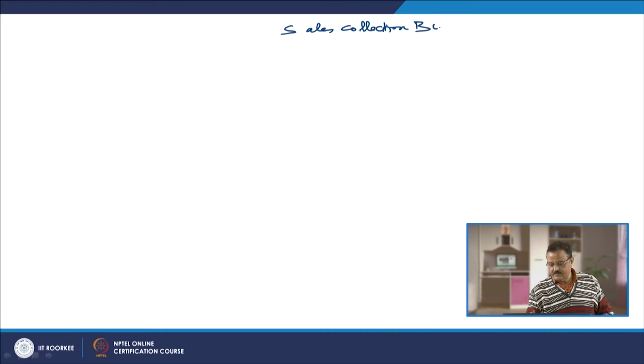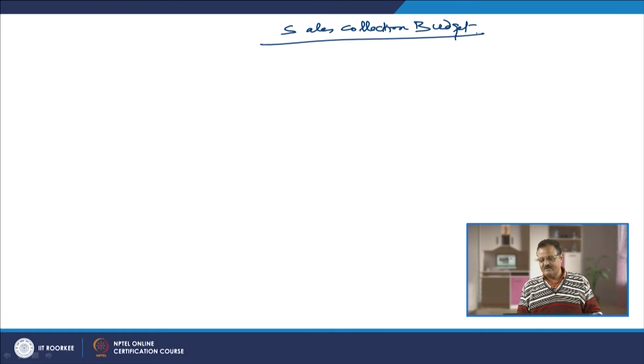Sales collection budget, because these are the sub budgets. If you prepare these sub budgets and then sum them up, then finally we will be able to find out the budgeted profit and loss account and the budgeted balance sheet, right.